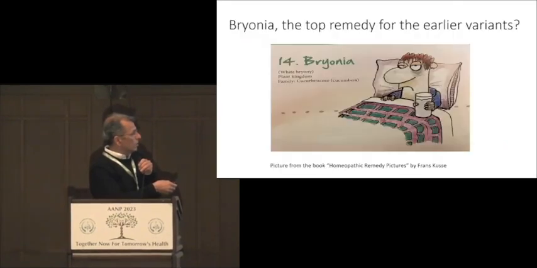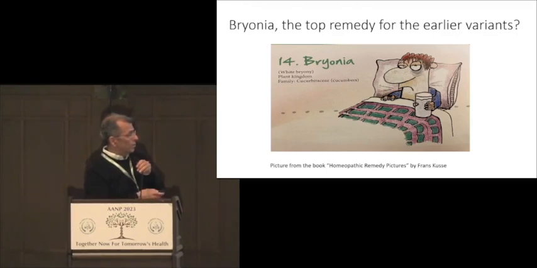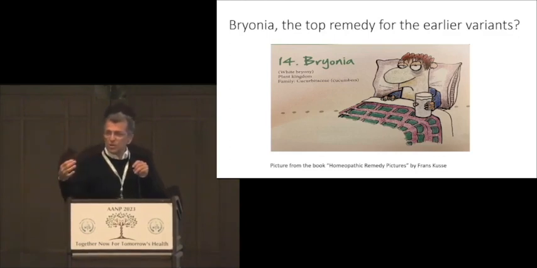So Bryonia was the top remedy for the earlier variants. And I think that was the consensus on the part of most homeopaths in the world, if I may say. My last year's talk at AANP covers that in depth. This is a good picture from the Homeopathic Remedy Pictures book. A Bryonia patient usually wants to sit down and doesn't want to move. If they move, all their symptoms are worse. They're dry everywhere, inside and outside their body. They're thirsty because they're dry, and they're usually thirsty for cold water. And they're angry and moody like that guy in the picture.